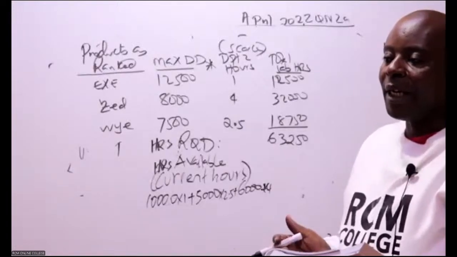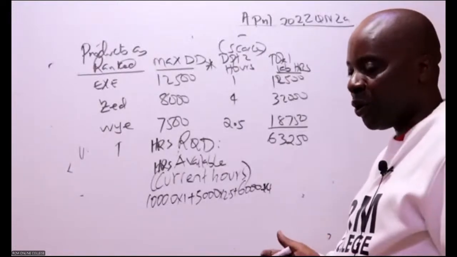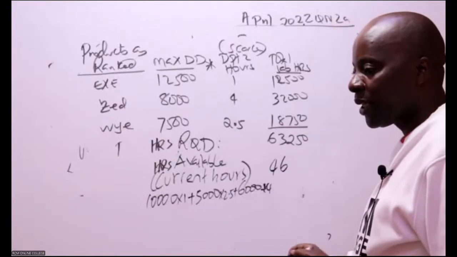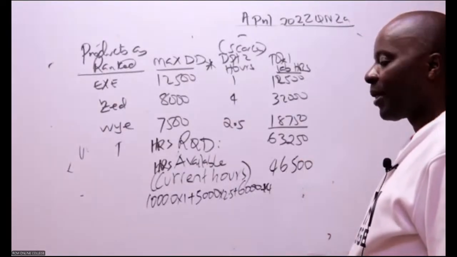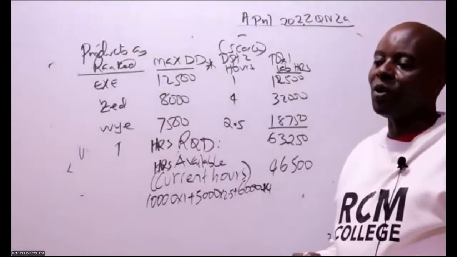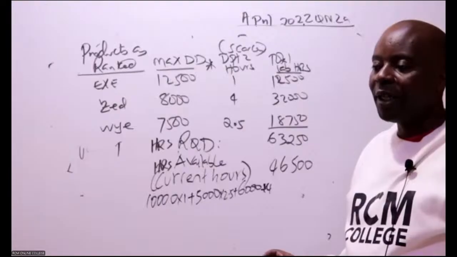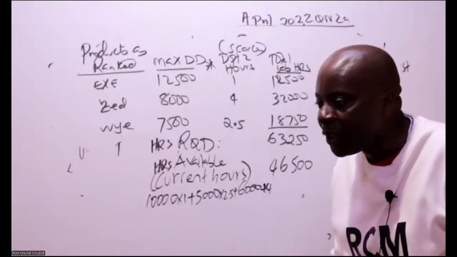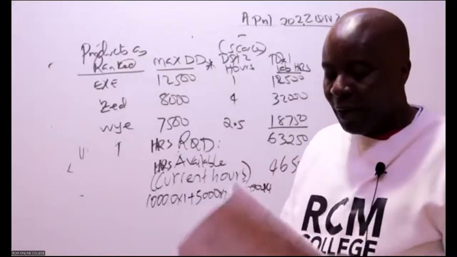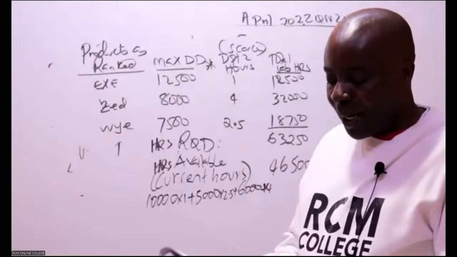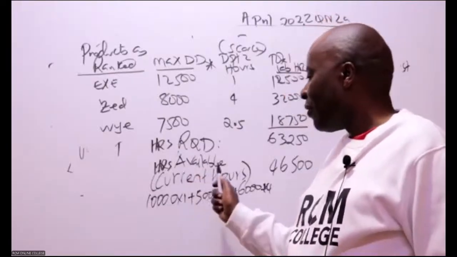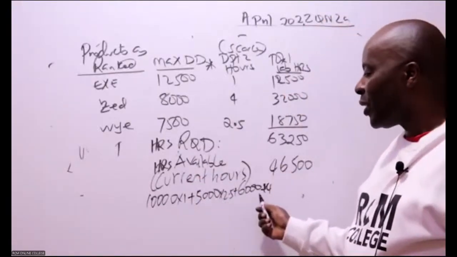So are you able, ladies and gentlemen, to do your calculation and confirm whether 46,500 is correct? Yes, 46,500 is correct. So that is what we have. Remember, they have given us the current output from paragraph number 1: currently they are producing 10,000 of X, 5,000 of Y, and 6,000 of Z.